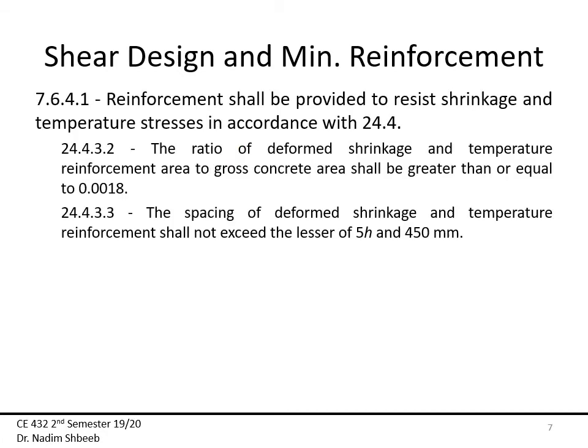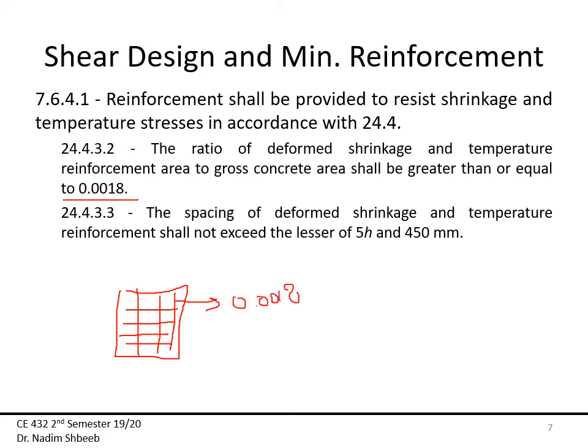The other thing that we need is what we call the shrinkage and temperature reinforcement, and it is the same ratio, which is also 0.0018 area gross. And this is usually the perpendicular reinforcement that we provide to the main reinforcement. So if this is my main reinforcement, then I have to provide additional reinforcement, and that's what we call the shrinkage and temperature reinforcement, which should be 0.0018 area gross.